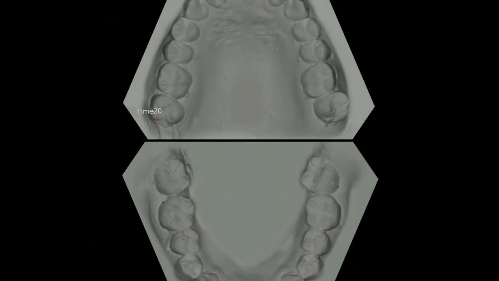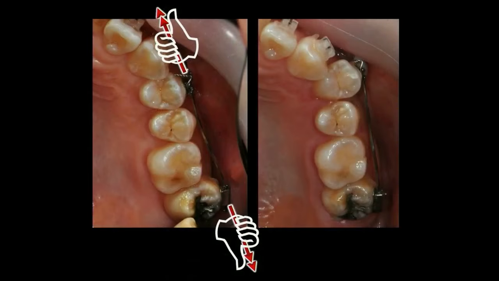Here is another case with unilateral posterior crossbite. The upper left is leaning to the buccal, and the lower left is leaning to the lingual. In the upper, an equal and opposite couple was applied by twisting a small piece of rectangular nine-tie wire. Notice that the second molar is tipping to the lingual, and the first premolar is tipping to the labial side.